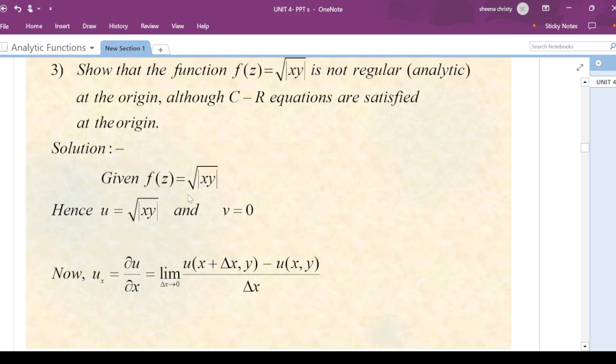Given function is under root of modulus of xy. So here by equating this to u plus iv, you will get real part is under root of modulus of xy and imaginary part we are having 0. So as by CR equation you have to find dou u by dou x. Dou u by dou x, what is the formula? In limit u of x plus del x comma y minus u of x comma y by del x.